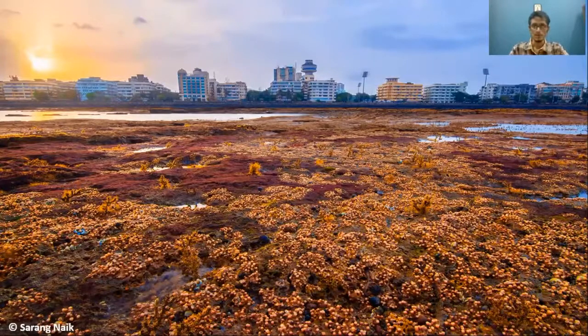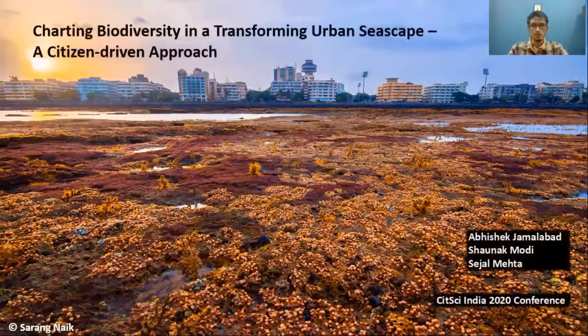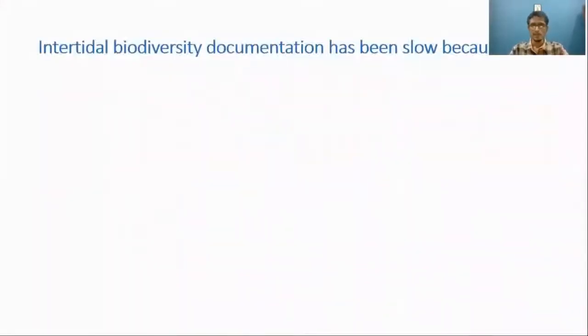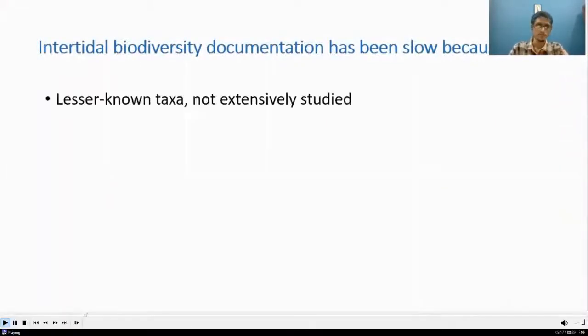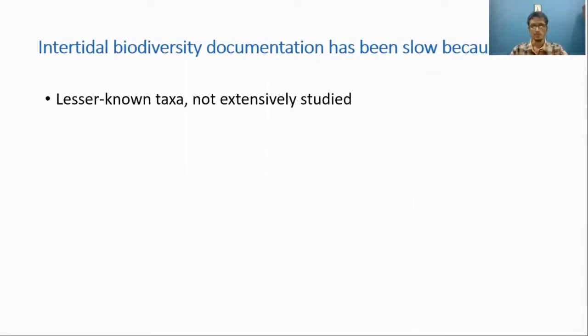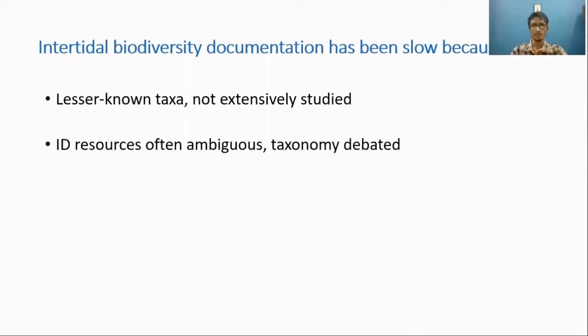This brings me to the title of our talk for today, which is Charting Biodiversity in a Transforming Urban Seascape, and how our team tried to do it with a citizen-driven approach, which is still ongoing. Intertidal biodiversity documentation has been rather slow in India for a variety of reasons. Firstly, many of these are lesser known taxa. They're not extensively studied in India by scientists. As a consequence of that, identification resources available are ambiguous. The taxonomy is debated.